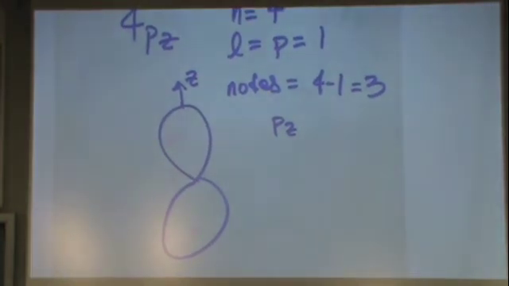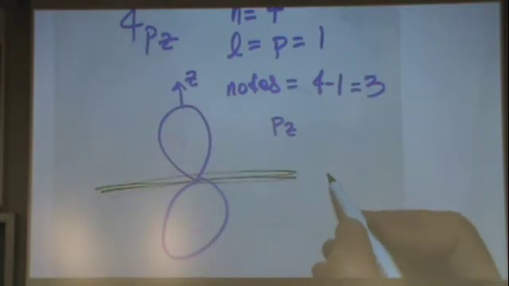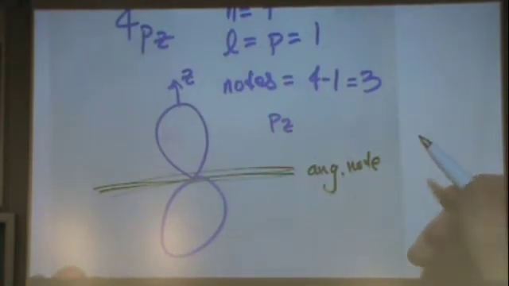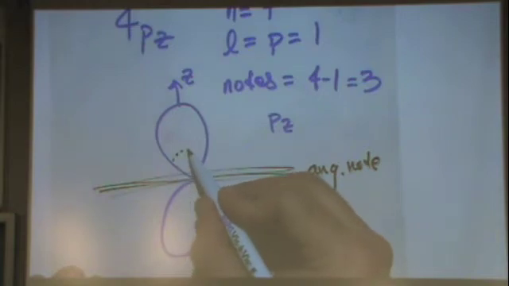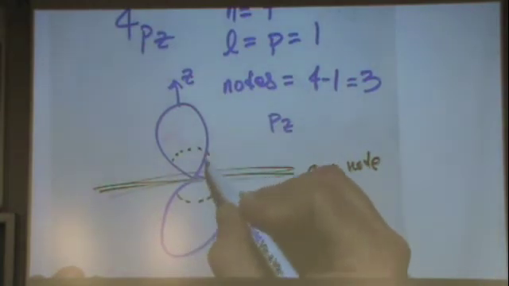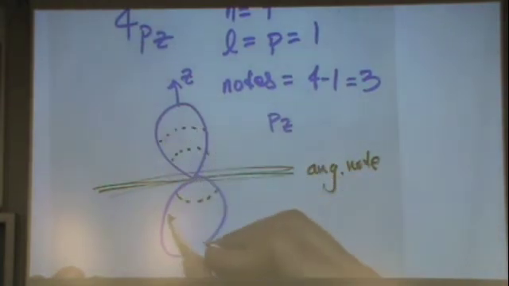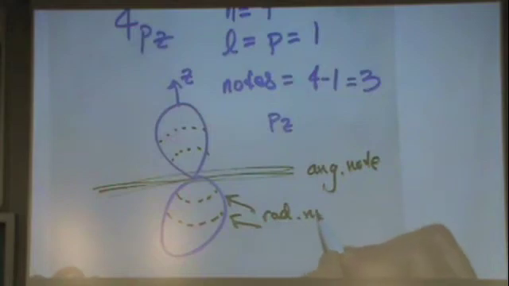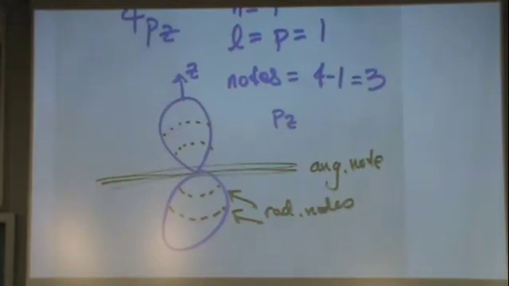And there's 3 nodes. Where are those nodes? One's right here in the middle. It's called an angular node. That's one of the 3 nodes. Where are the other 2 nodes? Radial. Yeah, they're called radial nodes, and they're circumscribed circles inside of here. So here's your 2 radial nodes, for a total of 3 nodes.